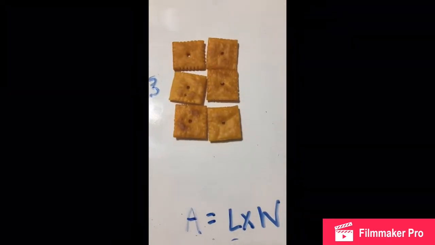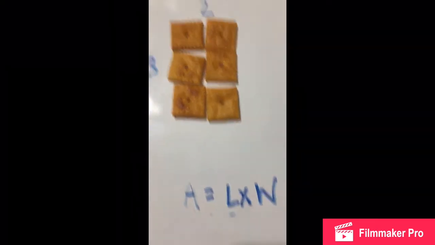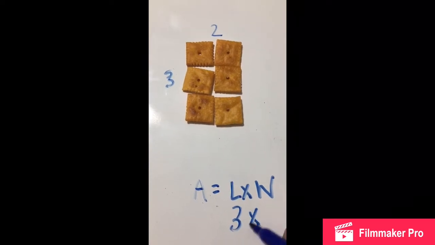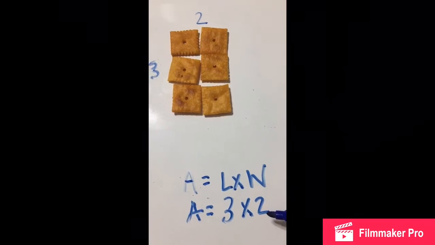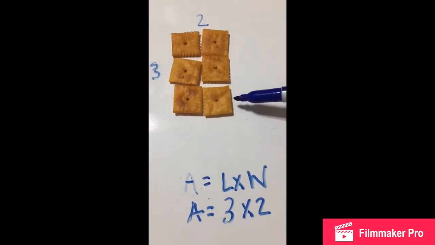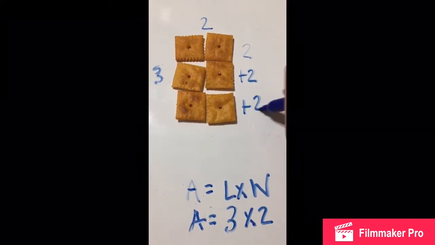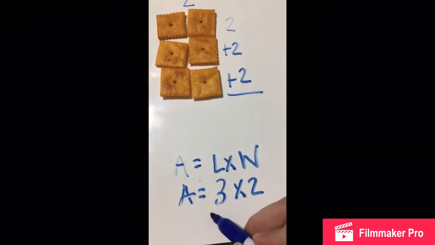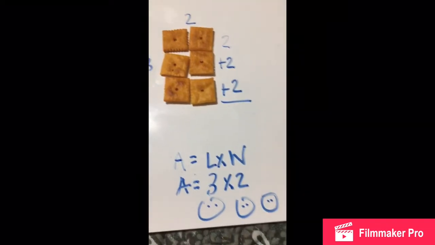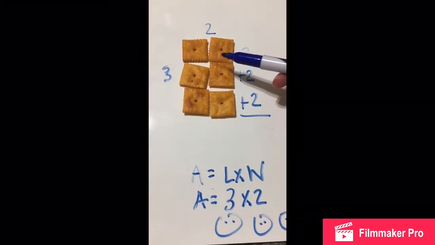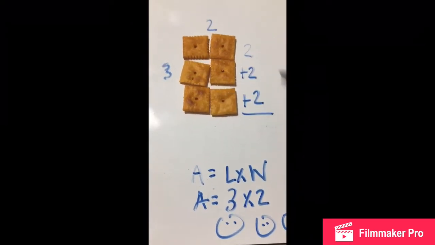And width is how many columns we have. So how many columns? 1, 2. So I'm going to do 3 times 2. So I can do that with repeated addition, so 2 plus 2 plus 2, or I can make 3 groups and put 2 in each and count those up. But since I already have my array here for me, I can just count up all of my square units. And I have 2, 4, 6.